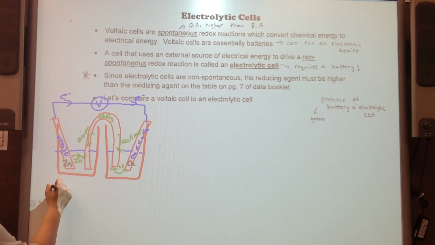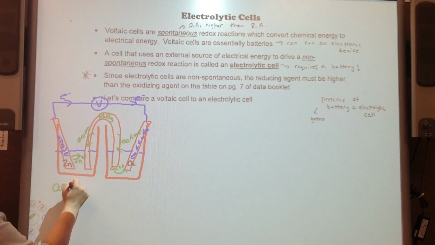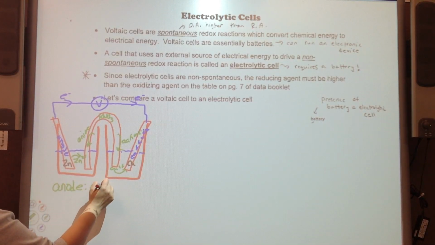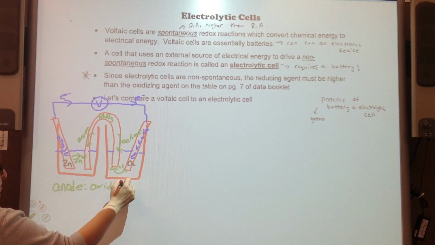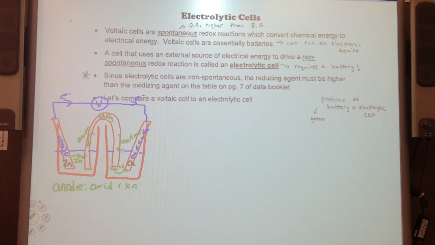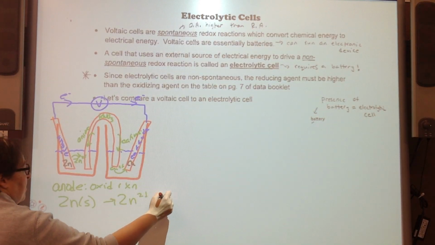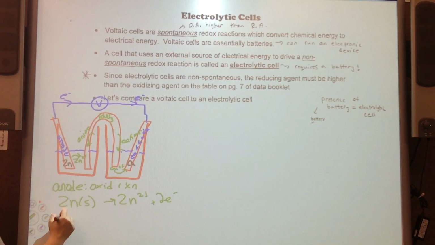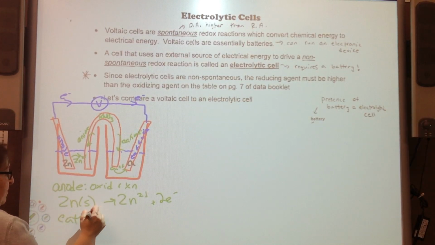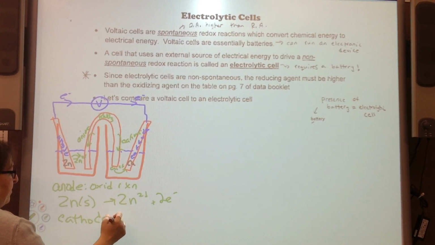The anode is which reaction? Oxidation. So oxidation reaction, what's happening? Are we gaining or losing electrons? Losing electrons. So we're going to go zinc, solid, to zinc 2+ plus 2 electrons. So the cathode must be which reaction? Reduction.